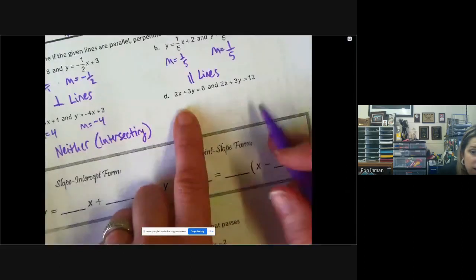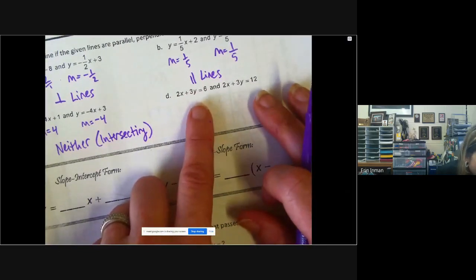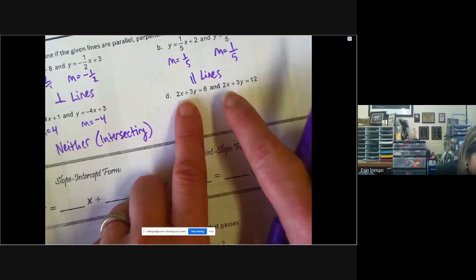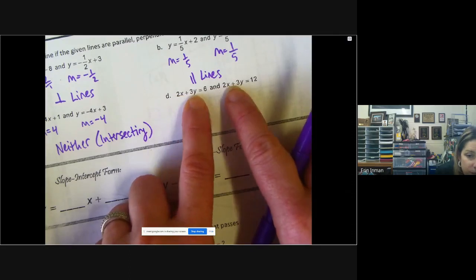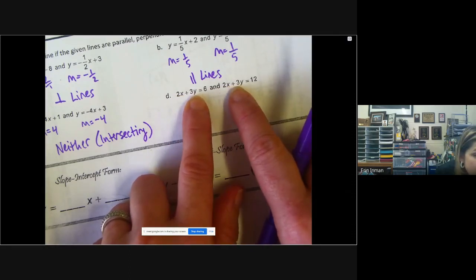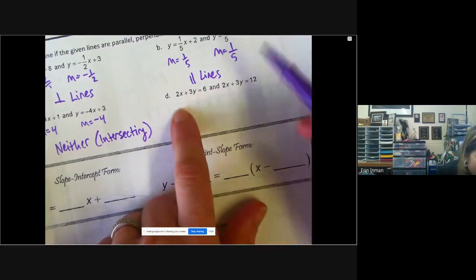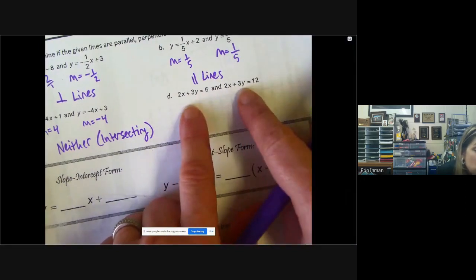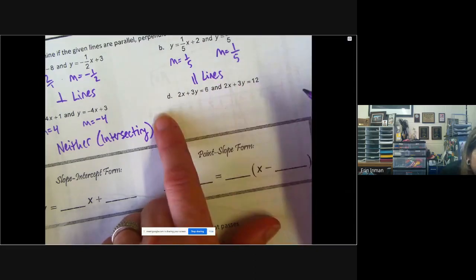And then this last example, these are in standard form. So it sometimes is difficult to tell, looking at these in standard form. This being exactly the same, 2x plus 3y, tells me that this is going to be parallel. But in the off chance that you can't see it, or if they're in standard form and they don't look exactly the same, that doesn't necessarily mean they aren't parallel. It just means we might need to put them in slope-intercept form.